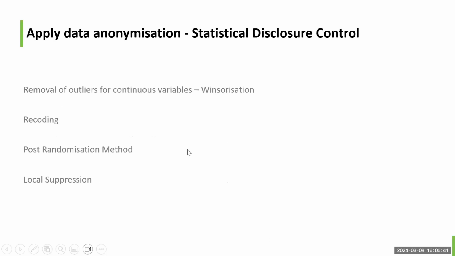And then we applied statistical disclosure control. For the continuous variables, to remove outliers, we applied what is called Winsorization. I'll show a picture that maybe tries to explain that. We did some recoding, some post-randomization method. With post-randomization, you take that bunch of variables that I showed earlier, and then you alter them. The code within sdcMicro helps you to do that post-randomization. And then local suppression as well, so suppressing some of the values.